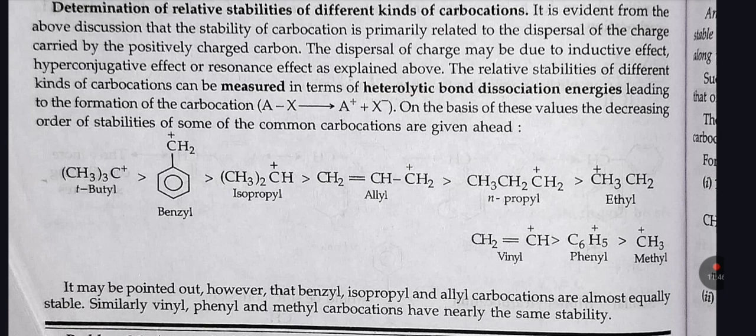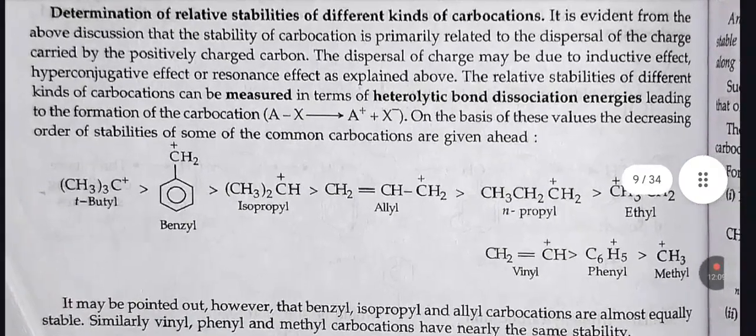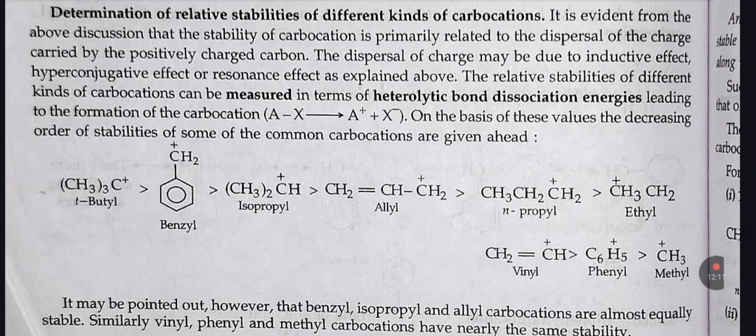It is evident from the above discussion that the stability of carbocation is primarily related to the dispersal of charge carried by the positively charged carbon. The dispersal of charge may be due to the inductive effect, hyperconjugation effect, or resonance effect as explained above. The relative stability of different kinds of carbocation can be measured in terms of heterolytic bond dissociation energy leading to the formation of carbocation. AX will give rise to A+ and X-.